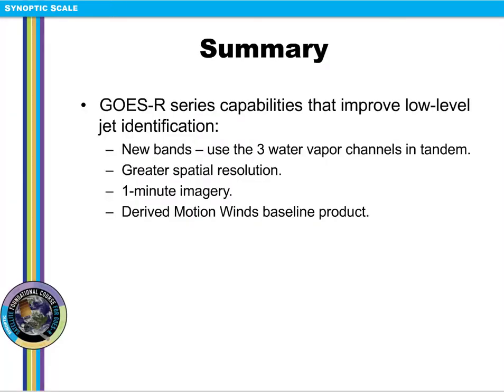In summary, the GOES-R series introduces new capabilities that will improve low-level jet identification with respect to new bands. In particular, the 3 water vapor channels used in tandem provide a 3-dimensional perspective. Also, the greater spatial and temporal resolution will aid in identification of low-level jets. The Derived Motion Winds baseline product also has utility.